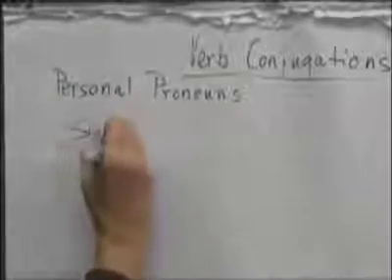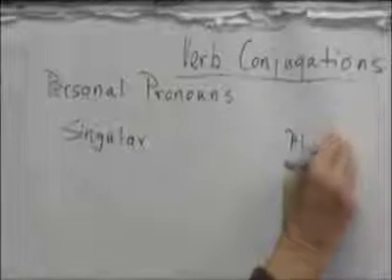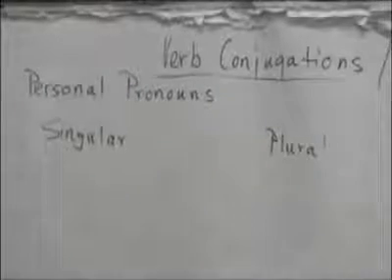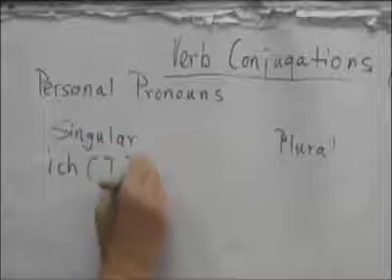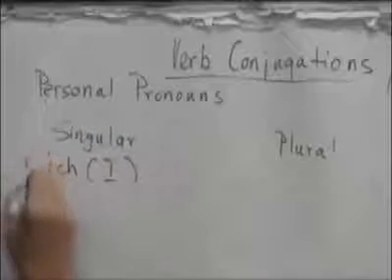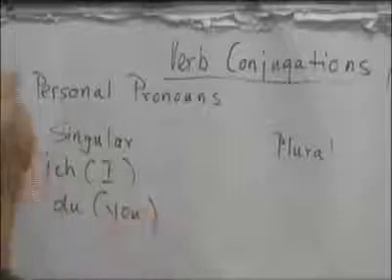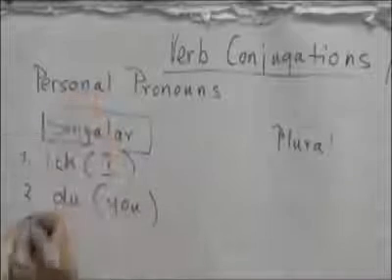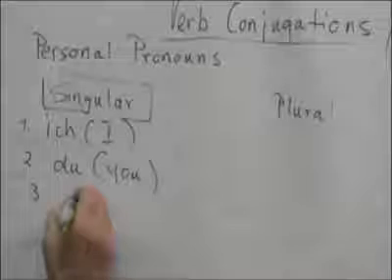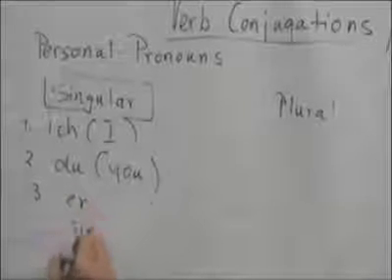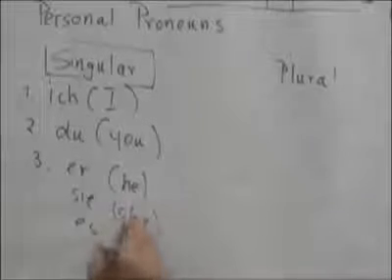Let's say singular when we talk about one person, and plural when we talk about more than one. Okay, what's the first one? It's just like in English. Ich. It means I. The second one is du, which means you. We're just talking about one person here, right? Singular. Then, number 3 is the he, she, it. We already learned these. Er, sie, es. Remember those? He, she, it.